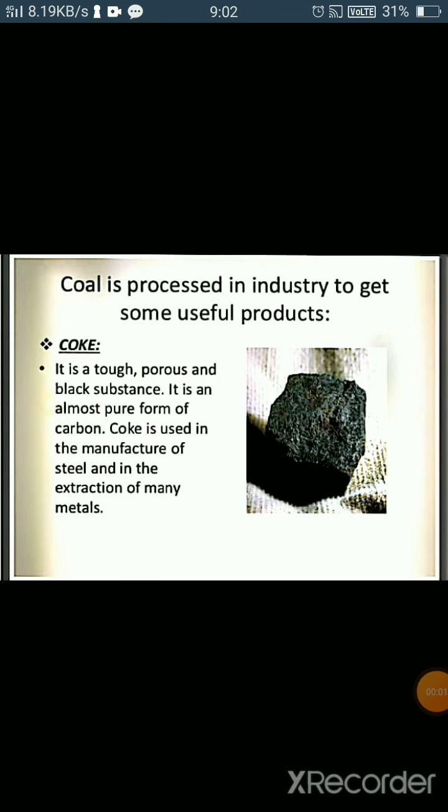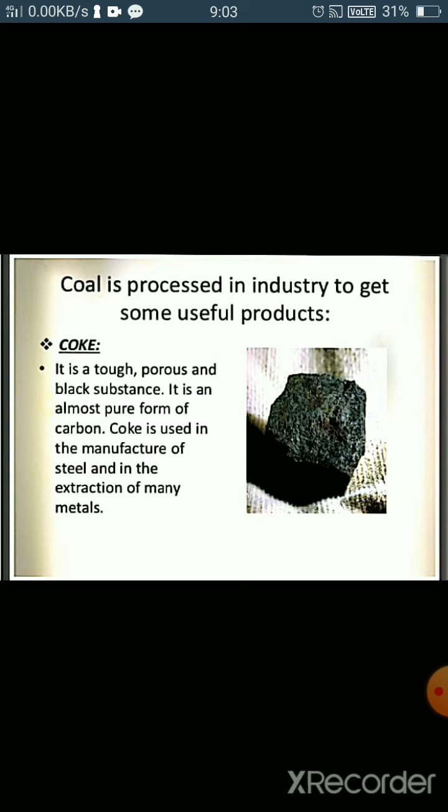What happens if coal is heated in the absence of air? When coal is heated in the absence of oxygen or air, useful products like coke, coal gas and coal tar are formed. So first we discuss coke. Coke is grayish black in color but is not as shiny as coal, and its texture is very rough. When coal is heated in the absence of air, the volatile impurities and moisture get removed. Volatile impurities means the impurities which can be easily converted into vapor on heating. So the solid left behind is the coke.